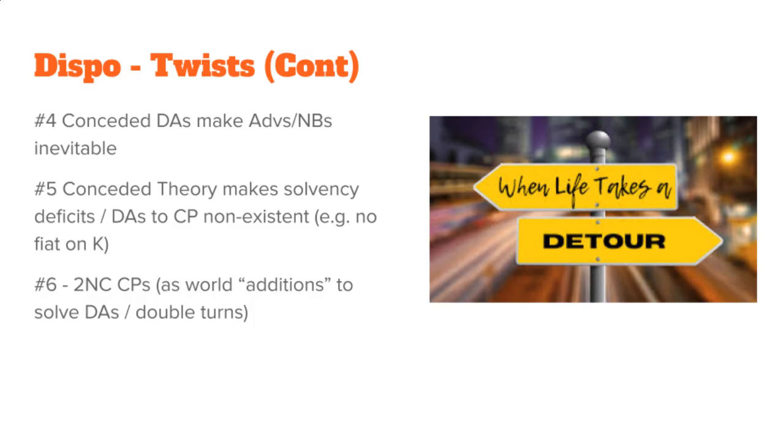Another big twist is when you have conceded theory arguments. So, for example, if you have like no fiat on the K, and that's been conceded because you tried to stick them to the counterplan, no fiat means the AFF doesn't fiat, and reciprocally it means the neg doesn't get counterplan fiat either. And so if neither the counterplan nor the AFF fiat, there's probably no politics net benefit or BizCon net benefit. So now there's no net benefit to either side.